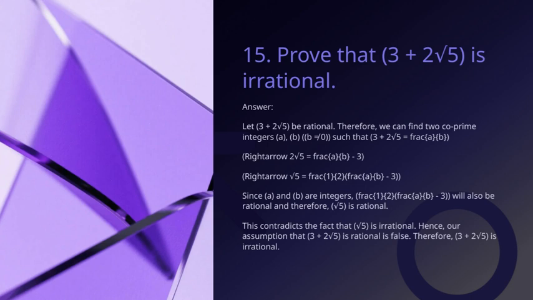Additionally, if we suppose it were rational, then there would exist 2 coprime integers, a and b, with b not equal to 0, such that 3 plus 2 square root 5 equals a over b. But this leads us to a contradiction because it would imply square root 5 is rational, which we already know is not true. So the key takeaway here is that assuming 3 plus 2 square root 5 is rational leads to a contradiction, confirming that it must be irrational.